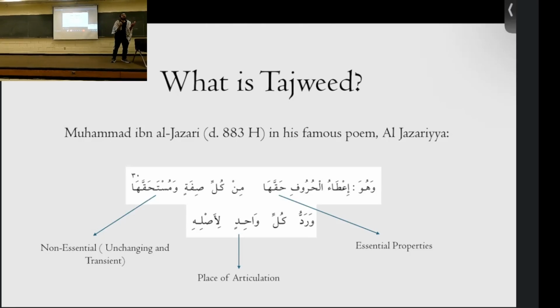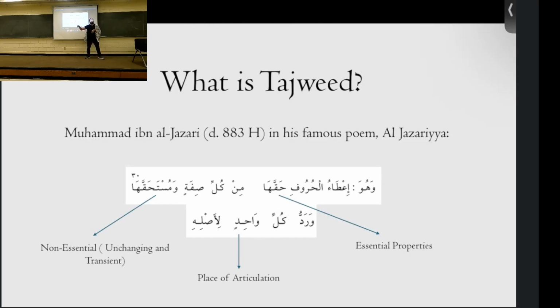How does he define Tajweed? He defines Tajweed exactly like how we do. He said, وَهُوَ إِعْطَاءُ الْحُرُوفِ حَقَّهَا, giving the letters their essential properties. مِنْ كُلِّ صِفَةٍ وَمُسْتَحَقَّهَا, the non-essential properties, either unchanging or transient. But we didn't talk about that. وَرَدُّ كُلِّ وَاحِدٍ لِأَصْلِهِ. Place of articulation. That's his definition of tajweed.